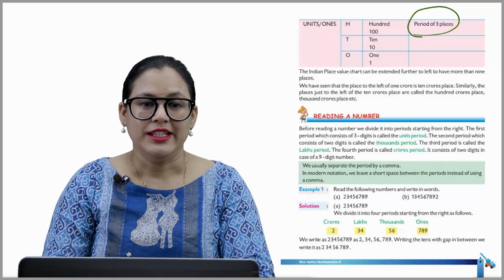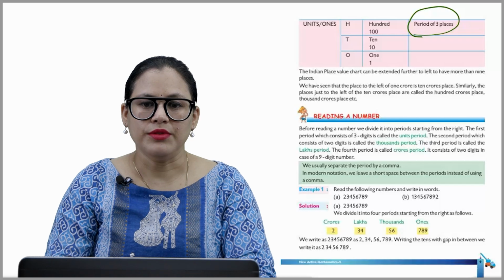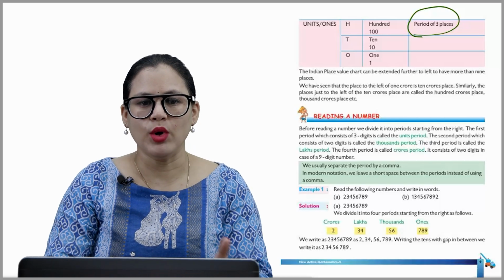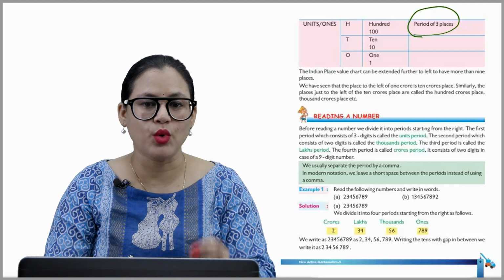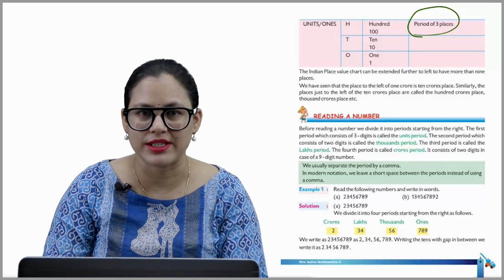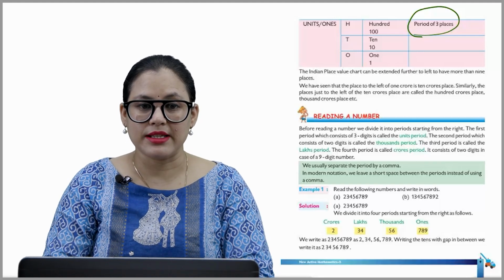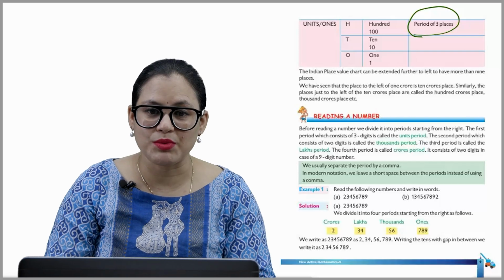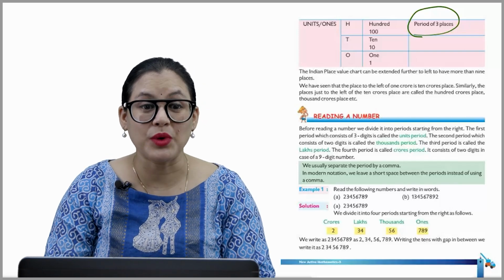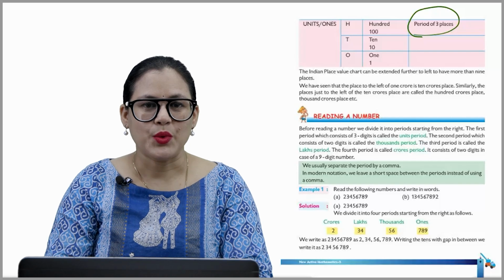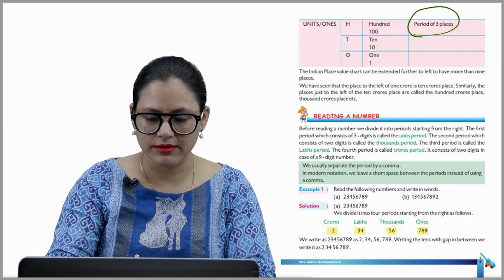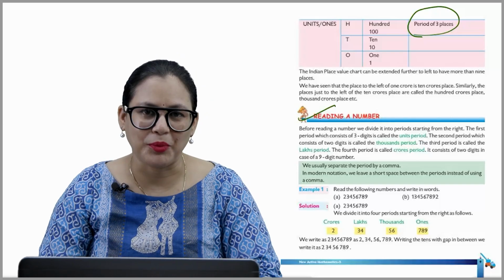Okay, the Indian place value chart can be extended further to left to have more than 9 places. We have seen that the place to the left of 1 crore is 10 crores place. Similarly, the places just to the left of the 10 crores place are called 100 crores place, 1000 crores place, etc.